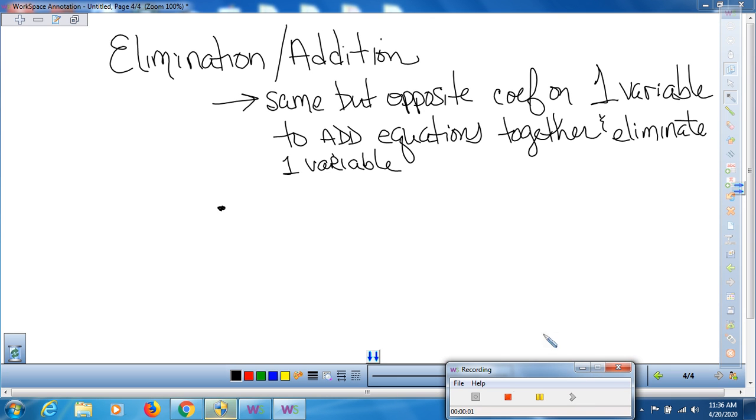All right, so continuing with solving the systems of equations, we're going to talk about the elimination addition method. Now, to use the elimination addition method, the idea is to get the same but opposite coefficient on one variable so that you can add the equations together to eliminate one variable. In order to do this, however, we need to first get the equations into standard form.